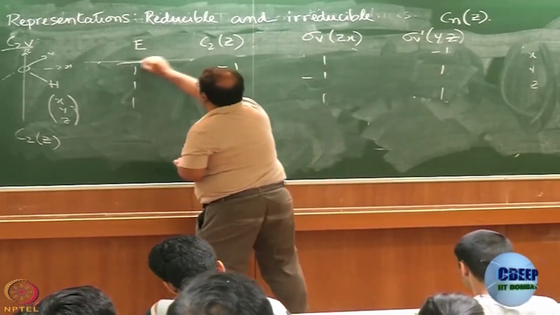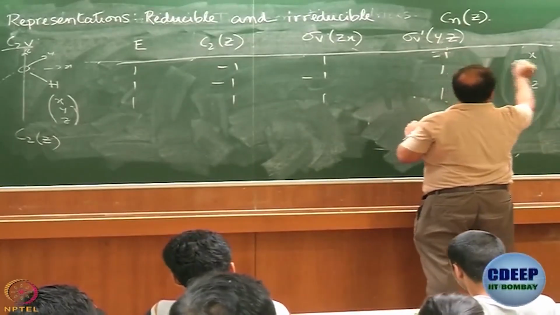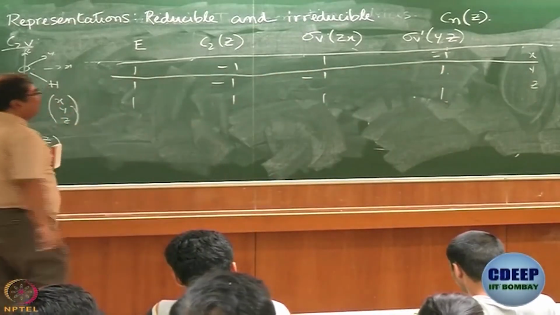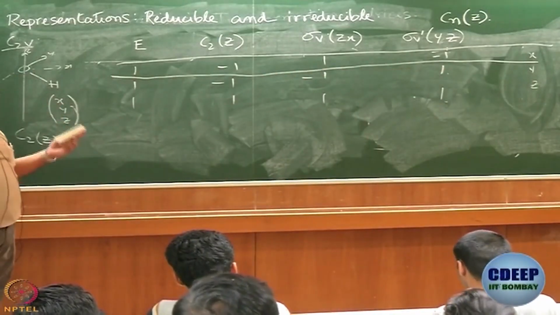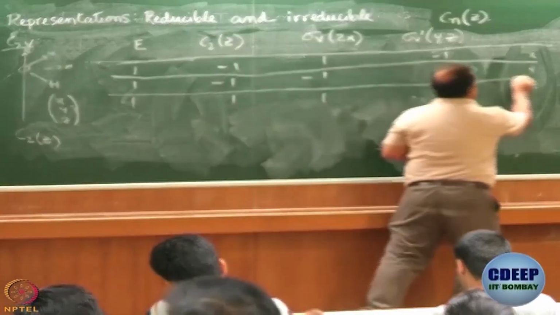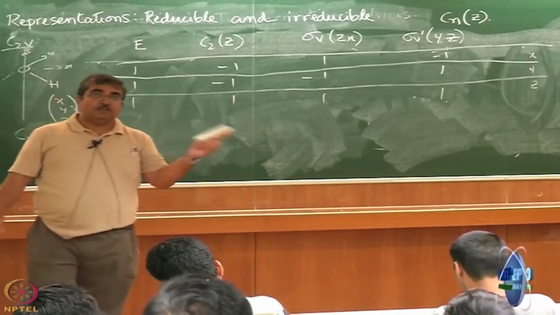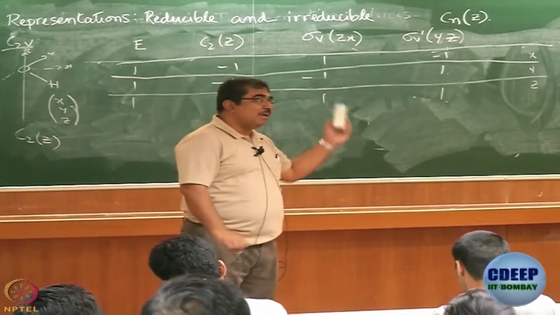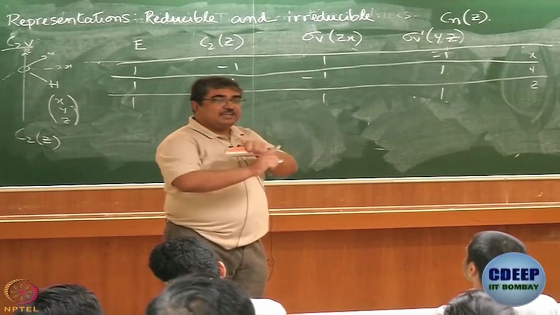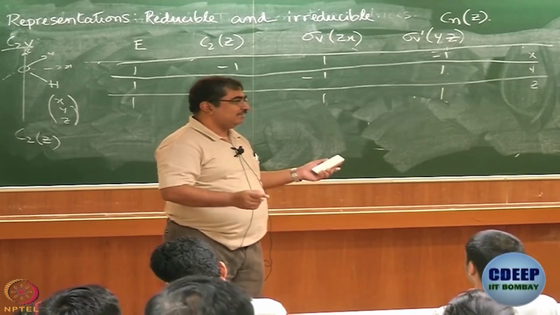So, now see, this 1, minus 1, 1, minus 1 is the representation for x, 1, minus 1, minus 1, 1 is the representation for y, 1, 1, 1, 1 is the representation for z. Those of you who have worked with character tables would perhaps recognize that this looks exactly like those rows that are there in the character table. Actually, we have arrived there.